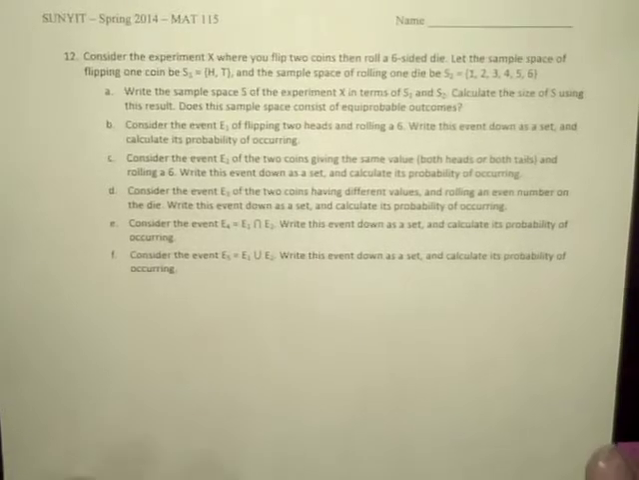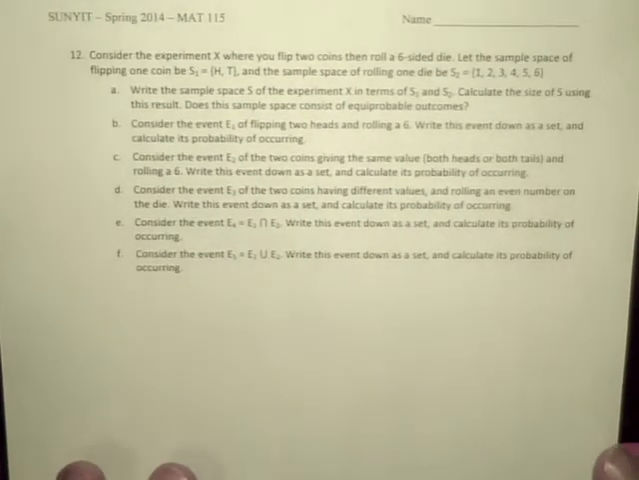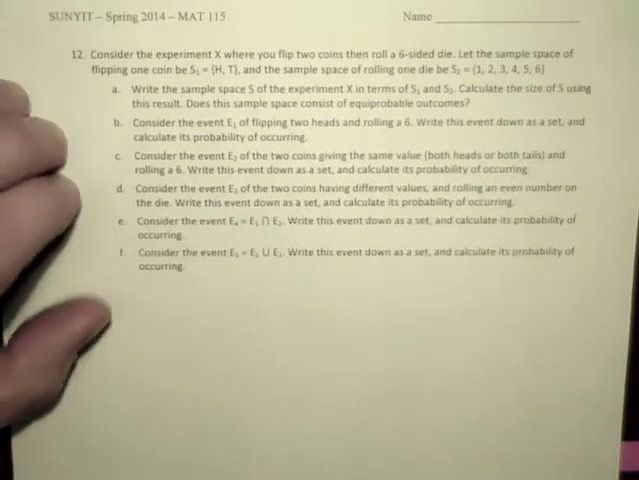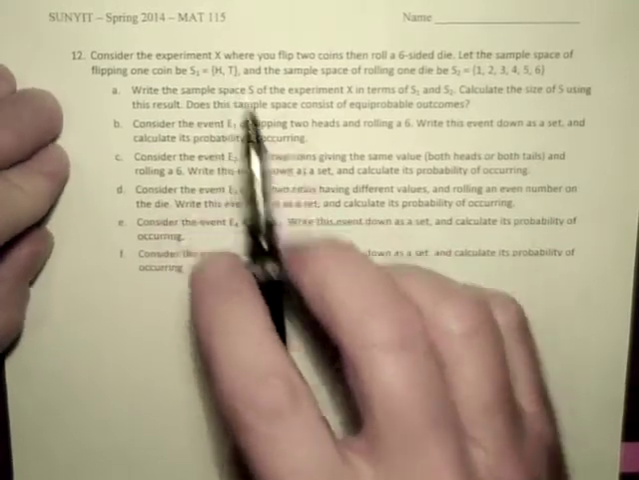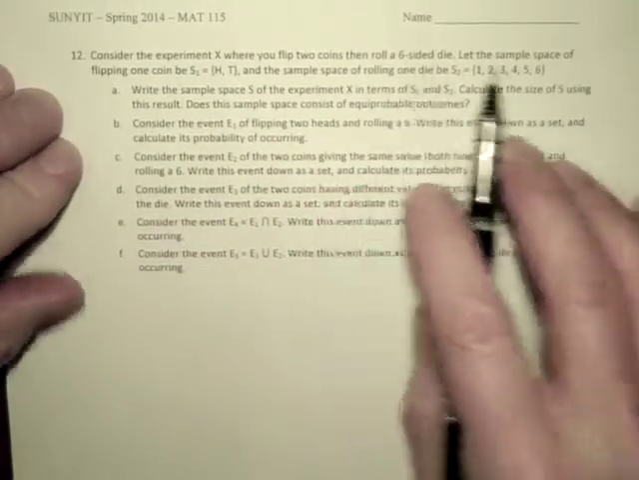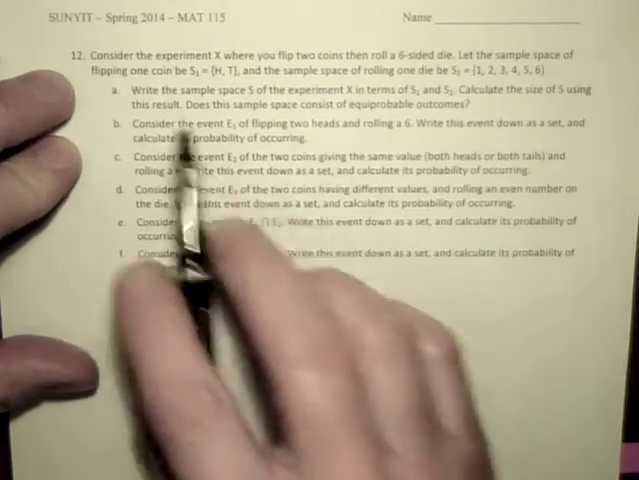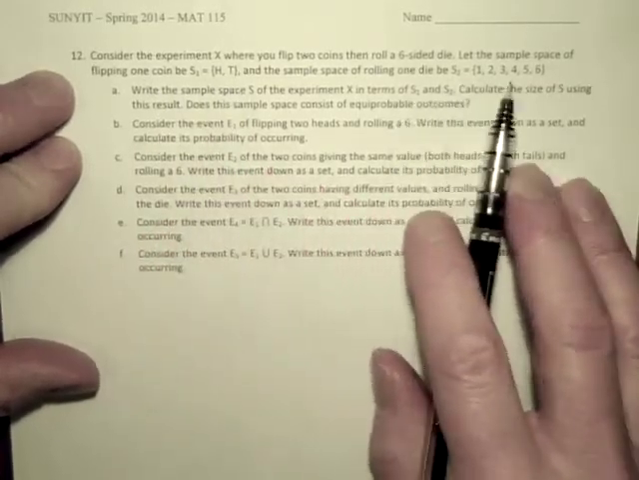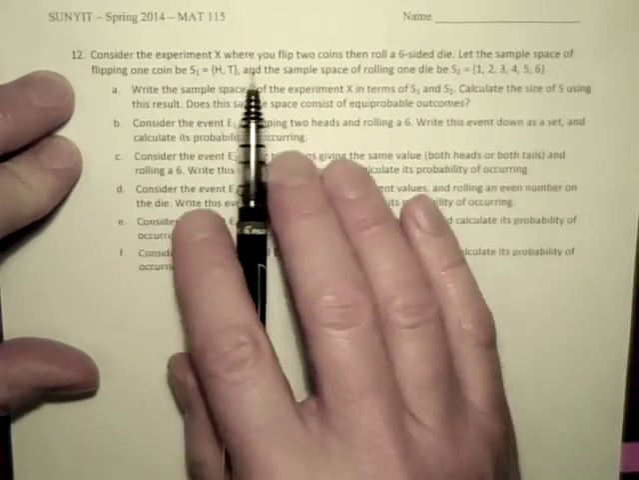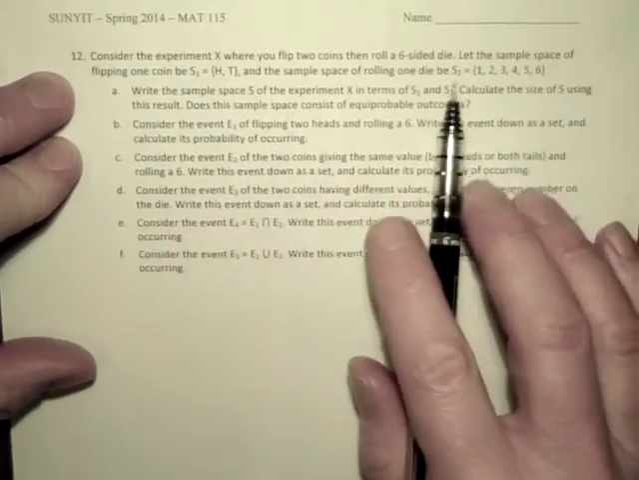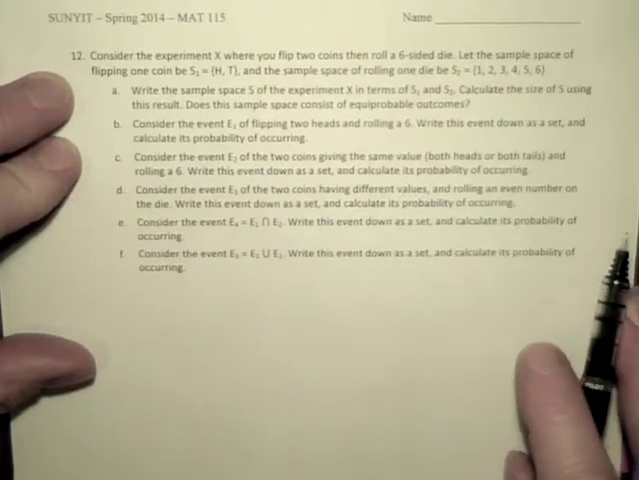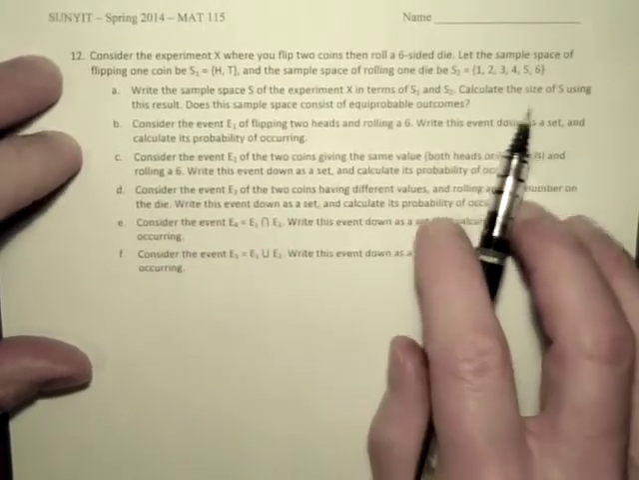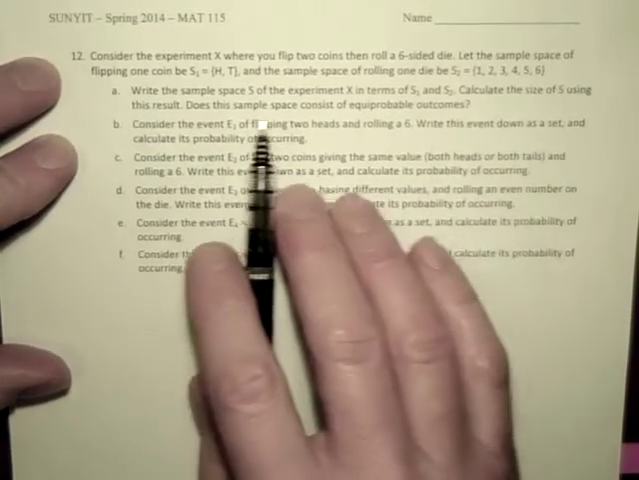Okay, we made it to problem 12. Let's see here. It says consider an experiment X where you flip 2 coins and then roll a 6-sided die. Let the sample space of the coins be S1, which is H and T, and the die be S2, which is 1, 2, 3, 4, 5, 6. Write the sample space S of the experiment X in terms of S1 and S2 and calculate its size.